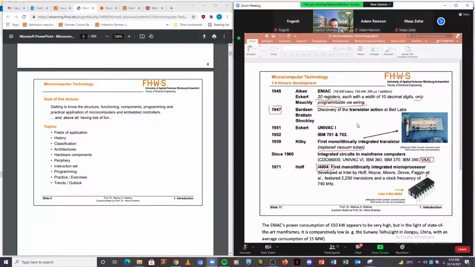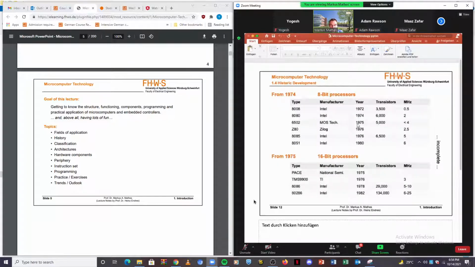Here are some technical specifications. 2,250 transistors. So today we are smiling about 2,000 transistors, where we have thousands of millions of transistors. We have a clock frequency of 740 kilohertz. And so today that's not even our washing machine anymore. The washing machine has more kilohertz than this first integrated IC. Okay.